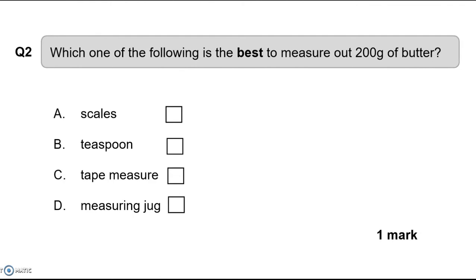Which one of the following is the best to measure out 200 grams of butter? We've got scales, teaspoon, tape measure, measuring jug. It's grams that we're measuring, so it's got to be scales. It's the mass, the weight.